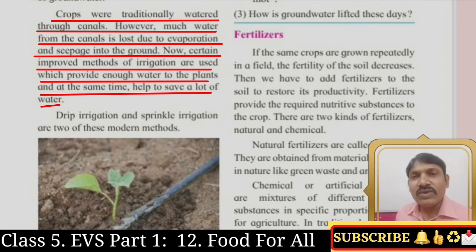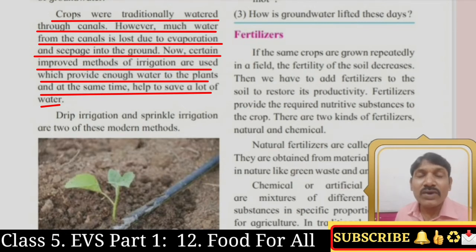Student, here we know that the traditional way of watering the plants or crops is through canals. Yes, student, in the picture you can see and understand what a canal is. With this canal we can supply water to the crops or farms. However, much water from the canals is lost. Why is it lost? Because of evaporation.